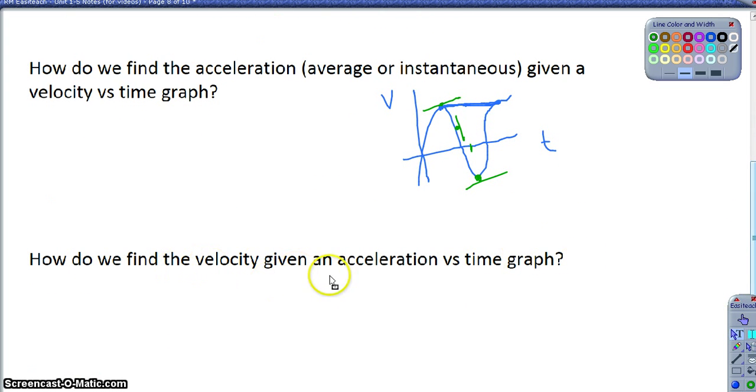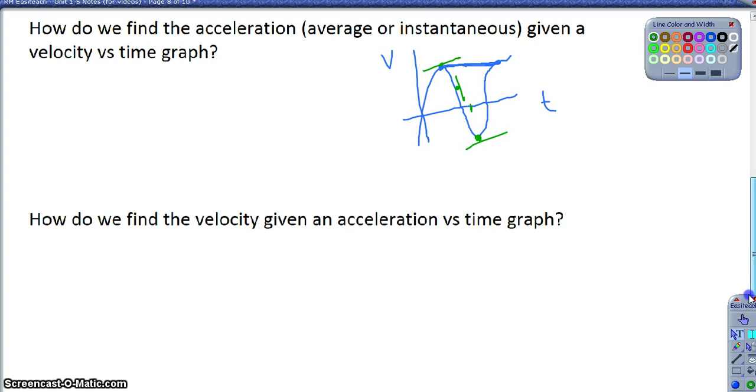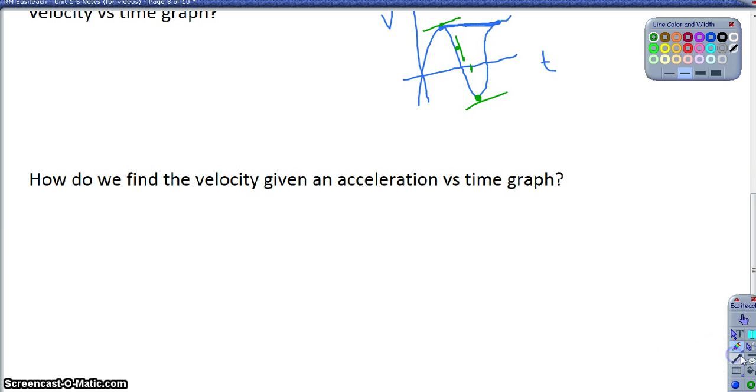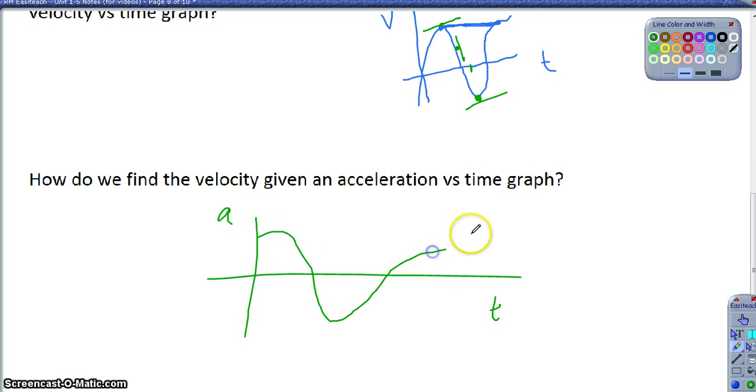And then how do we find the velocity given an acceleration versus time graph? So how do we go the other direction? Well, again, we've referenced this a little bit already, but if I give you an acceleration versus time graph that does whatever it may do, then to find the change in velocity, you'd find the area underneath the curve. The area underneath the curve would represent a change in velocity. Keep in mind, any area bounded up here above the x-axis would be a positive change in velocity, and any area down here would be a negative.